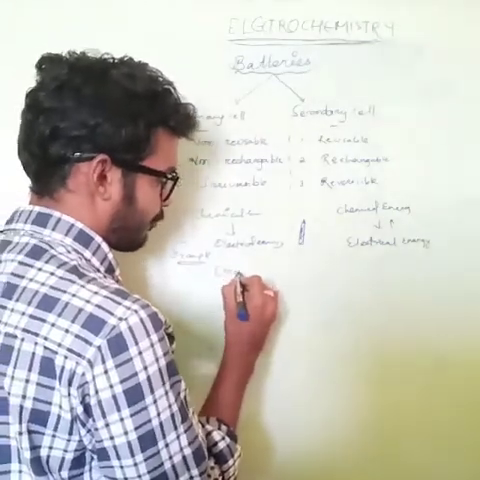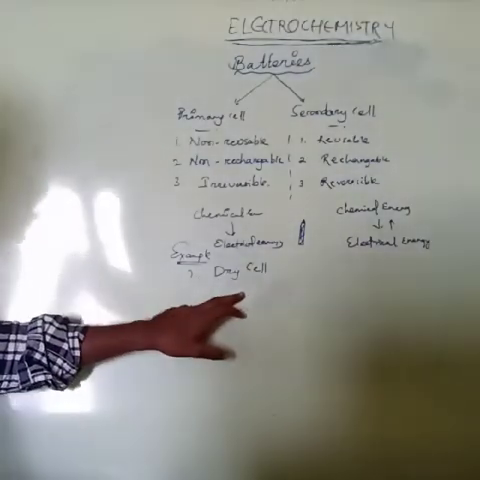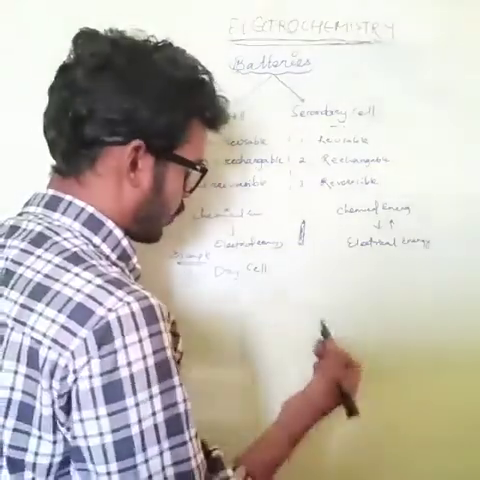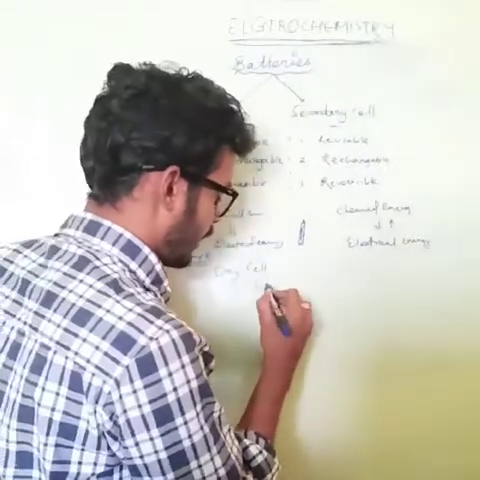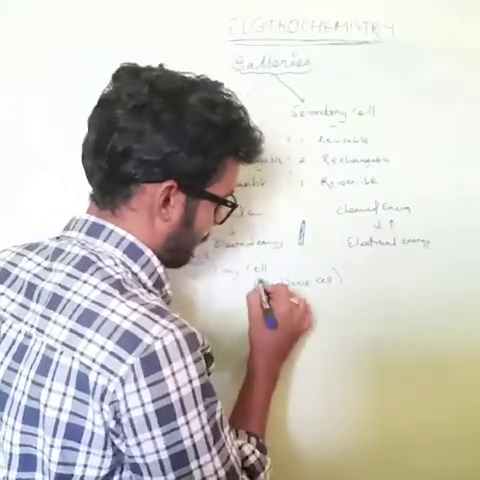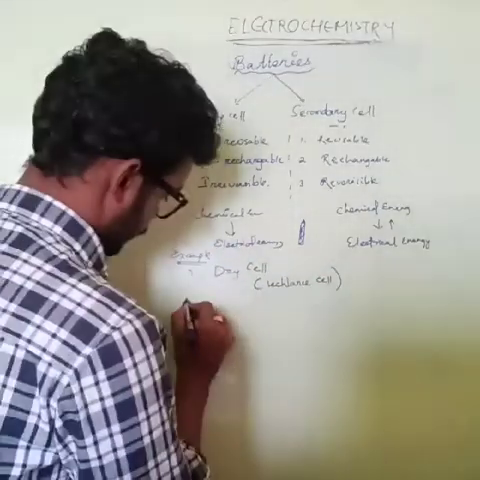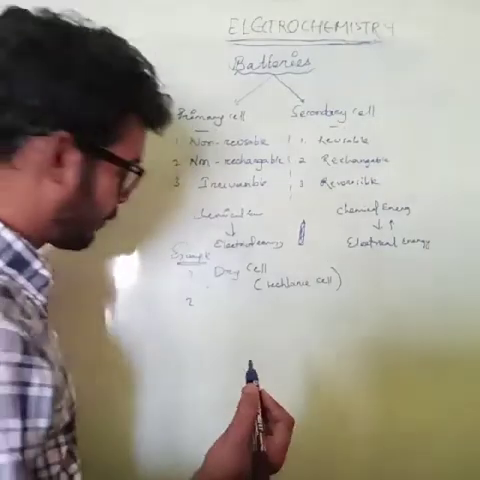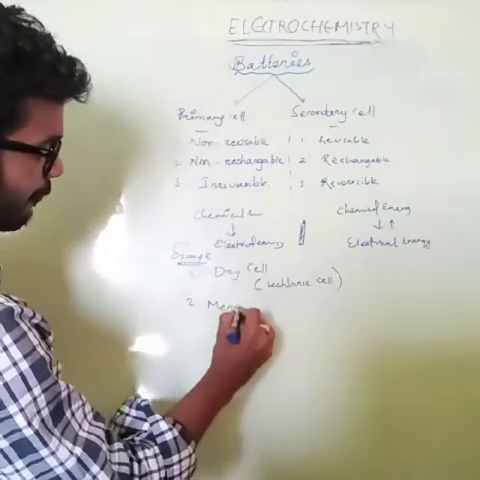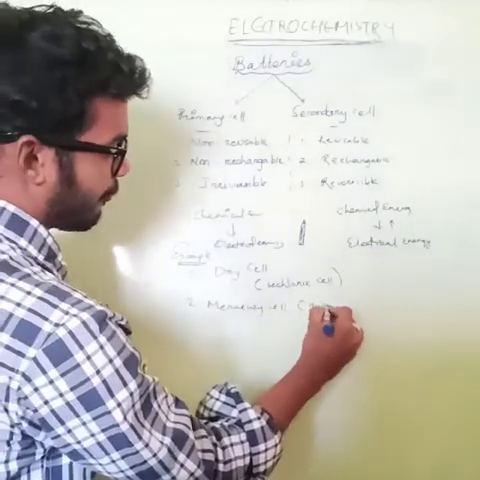So we'll go into details. The examples of primary cell are: dry cell. Okay, dry cell. You can also call it Leclanche cell. This is also known as Leclanche cell. Okay. Next is mercury cell. Okay, mercury cell, or Hg cell.